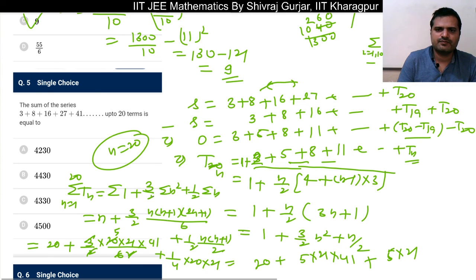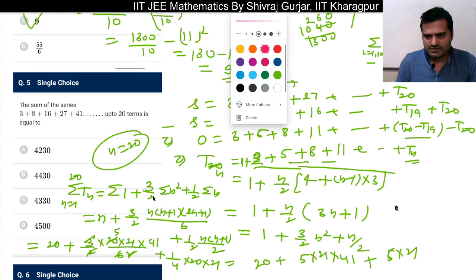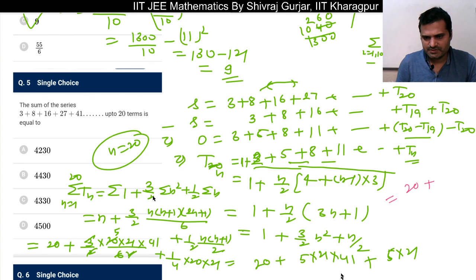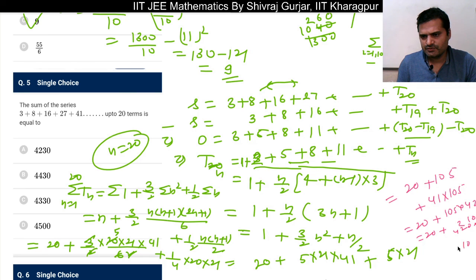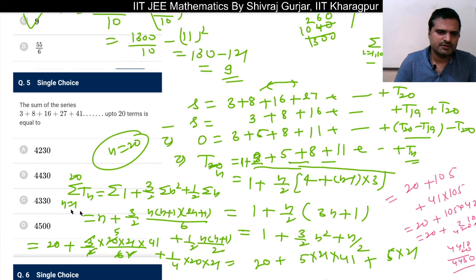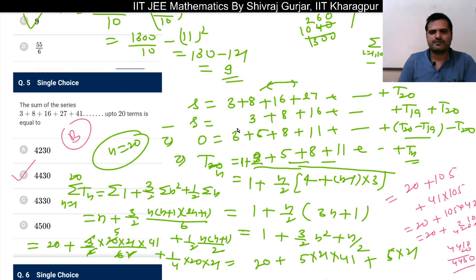Okay, so basically there are these calculations. 20 plus, if we multiply 21 into 5 it is 105, plus 41 into 105, that is 20 plus 105 into 42. So 20 plus 42, and if we multiply this by 10, that is 1044 into 20, 4430. Okay, so the answer is 4430.